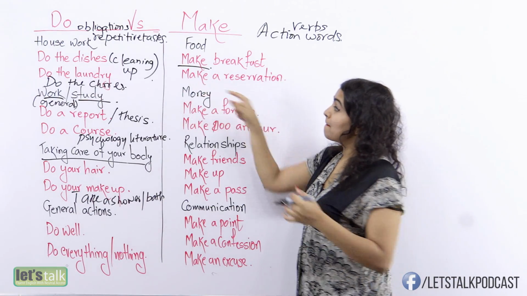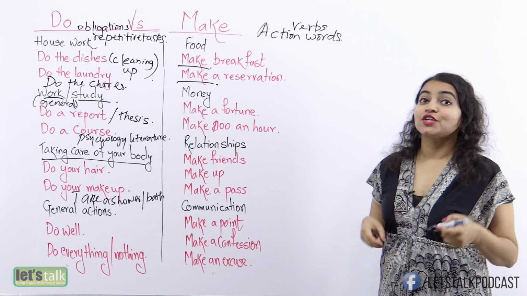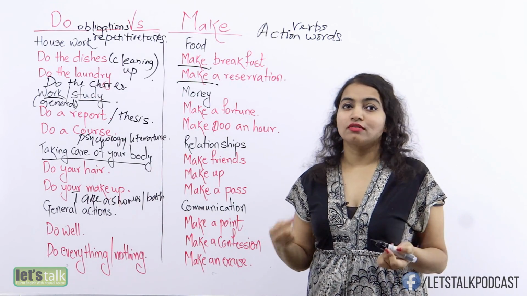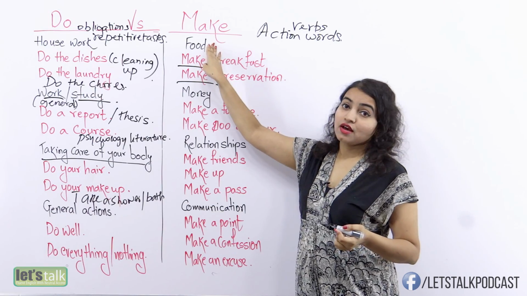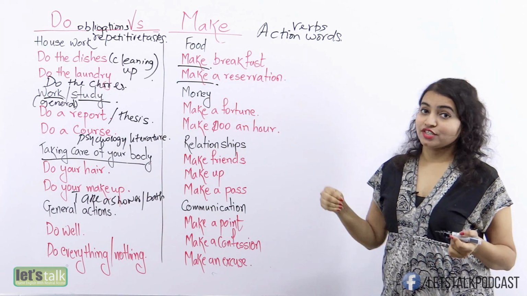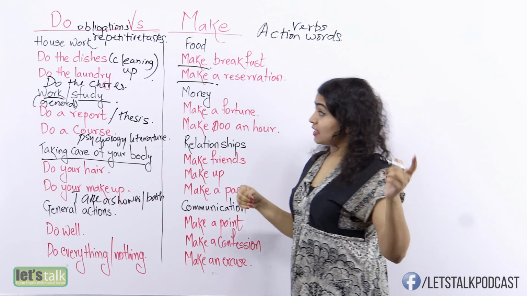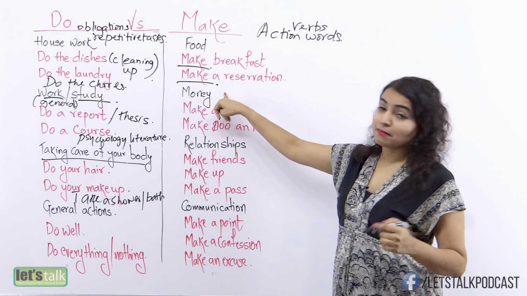So that's when you make a reservation. You're not doing a reservation, you are making a reservation for 2 people. Okay, so when you are going to use make in relation to food, this is how you're going to use it. The second category on this word relates to money.